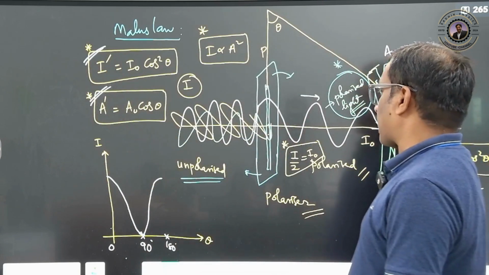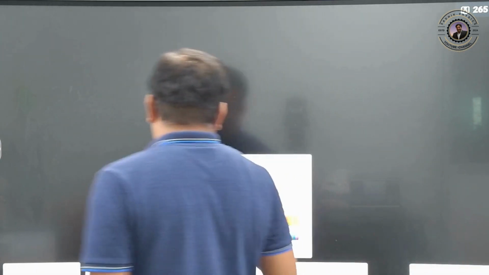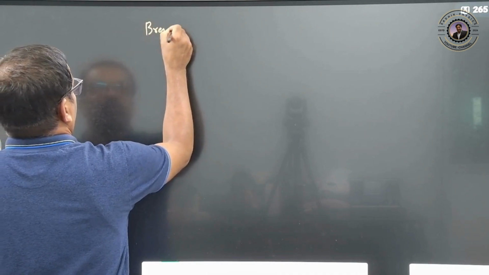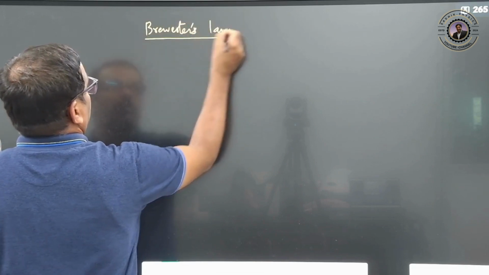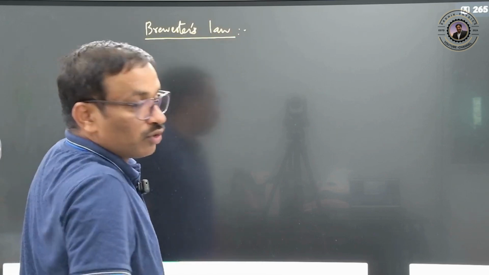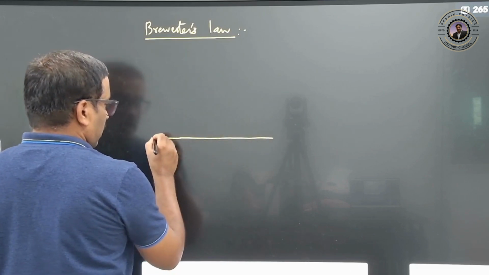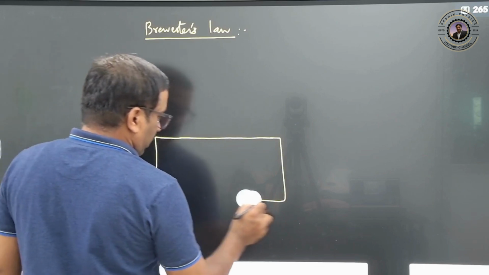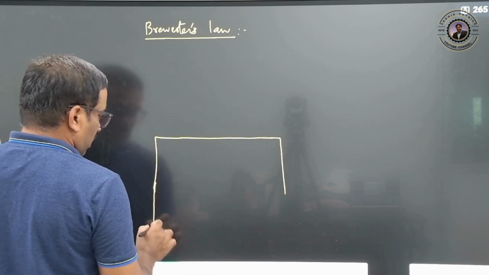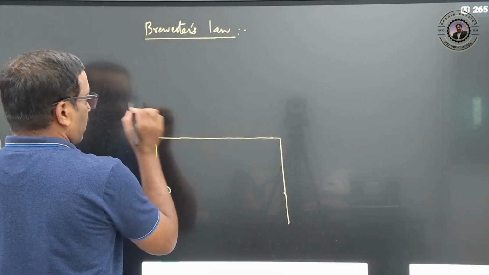And polarization can also be obtained by reflection. That was observed by Brewster's law. Polarization due to reflection. Therefore, what is observed here? See here. Let us assume that this is one denser medium, maybe like glass or water or anything. This is your denser medium. This is your rarer medium.